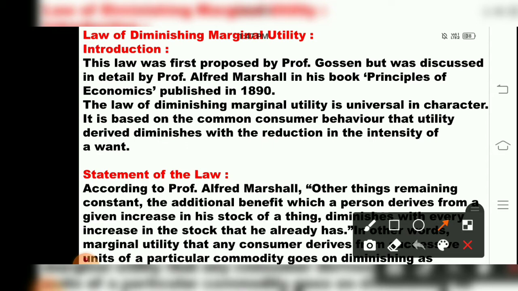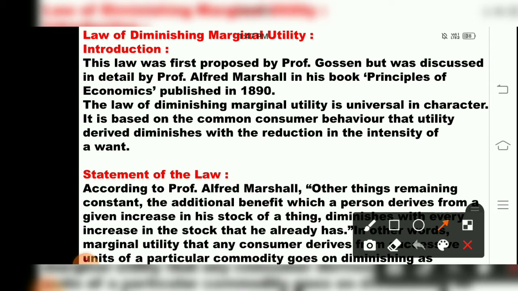Any law you write in economics will come in the same pattern. First will be introduction, definition, meaning, then table, explanation of table, then diagram, explanation of that diagram, and the conclusion part. So let us see our first law, the law of DMU, also called the law of diminishing marginal utility. Now come to the introduction part. This law was introduced or proposed by Professor Gossen but was discussed by Professor Alfred Marshall in his book Principles of Economics, published in the year 1890.